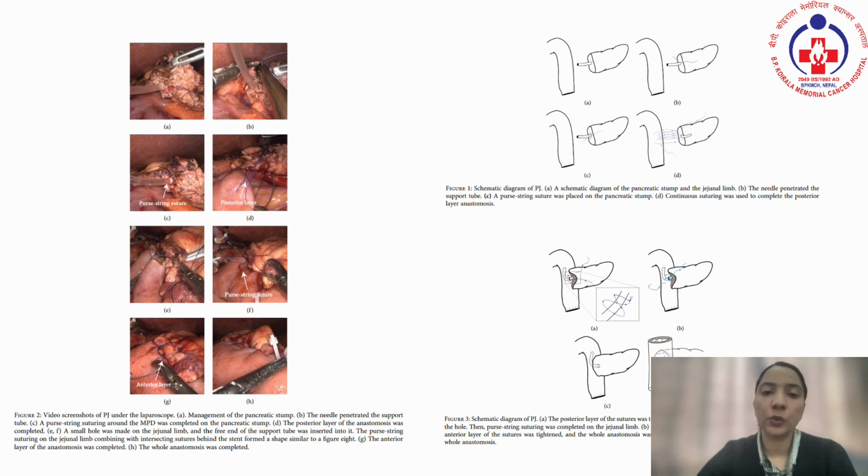And for the anterior closure, they take a continuous suture over the anterior pancreatic parenchyma and the jejunum. And in this case also there is a decreased POPF with this type of suture, and they have done this suturing laparoscopically for the small pancreatic duct.